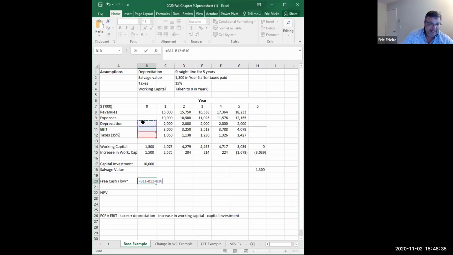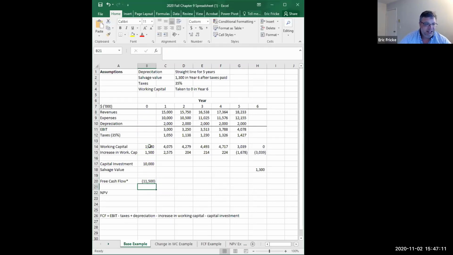And then after adding back depreciation, we're going to subtract the increase in working capital, which is right here. And then we're going to subtract the capital investment, which is right here. Now, later on in year 6, we are going to have some salvage value, so I'm just going to plug that in right here. And that's a plus because salvage value will give us a positive cash flow.